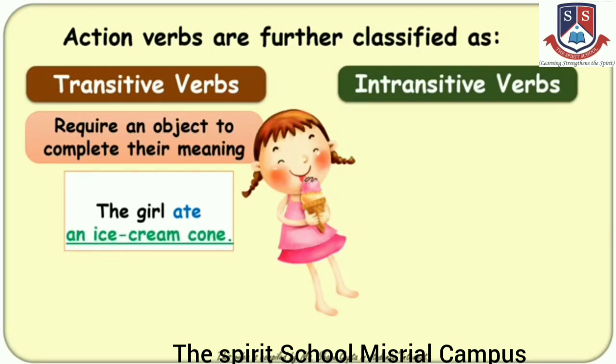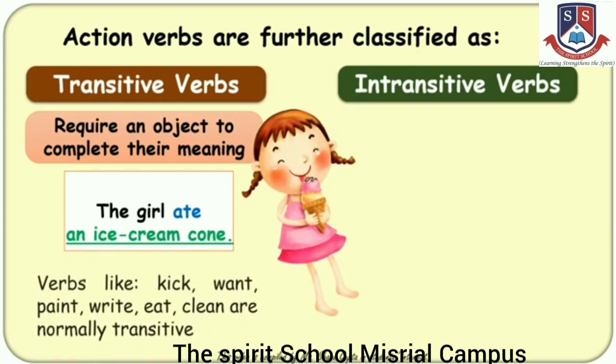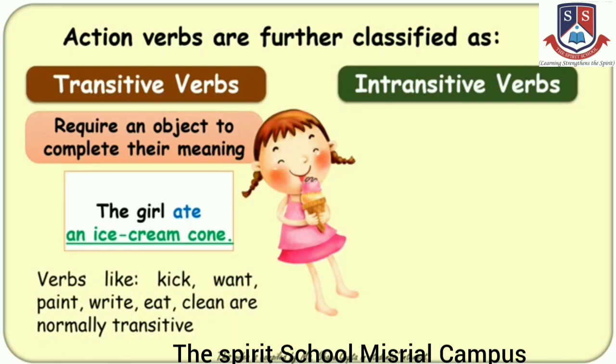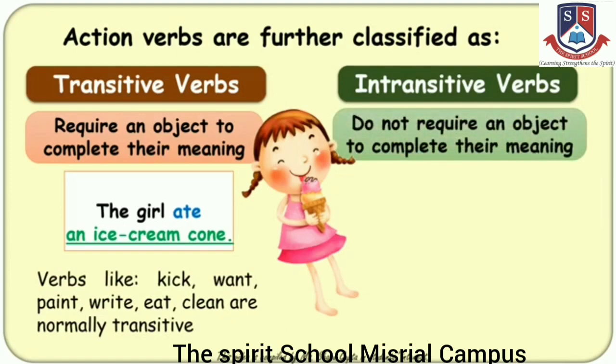Verbs like kick, want, paint, write, eat, clean are normally transitive. On the other hand, intransitive verbs do not require an object to complete their meaning. If we take for instance the sentence, the girl smiled. On its own, the verb in this sentence is complete. You don't need to ask the girl smiled what.